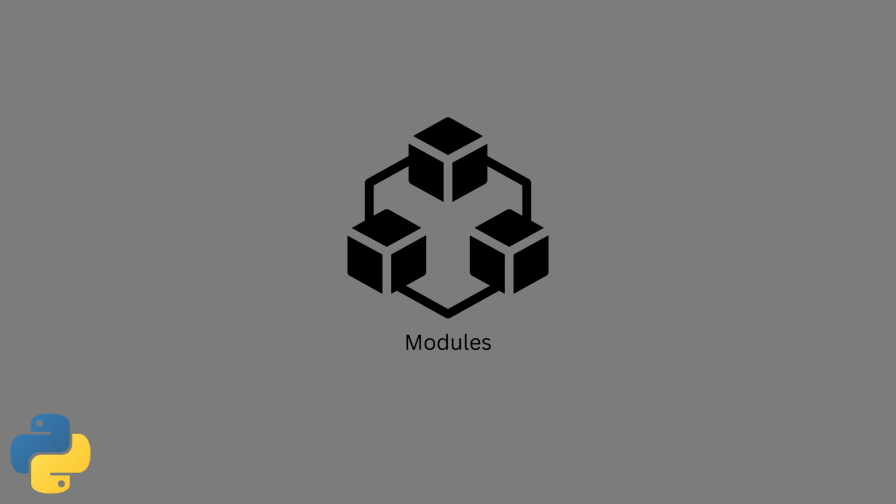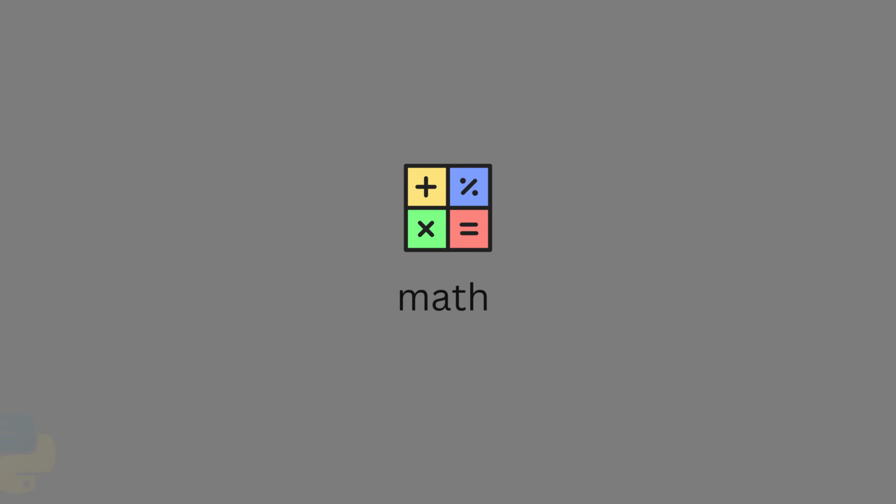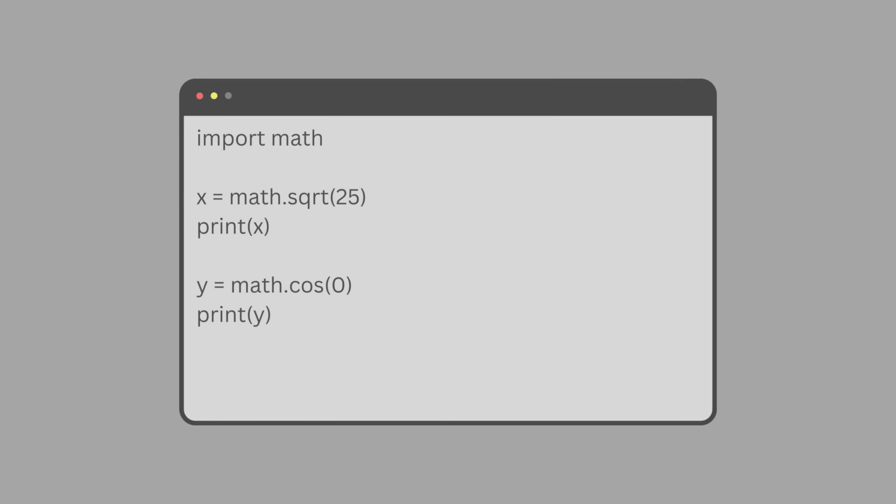Now, there are two types of modules in Python: built-in modules and external modules. Built-in modules are part of the Python language itself, while external modules are third-party packages that you can install and use in your programs. One of the most common built-in modules is the math module. This module contains a variety of mathematical functions that you can use in your programs, such as calculating square roots, logarithms, and trigonometric functions. You can use these functions by importing the math module into your program and calling the appropriate functions. Pretty cool, right?